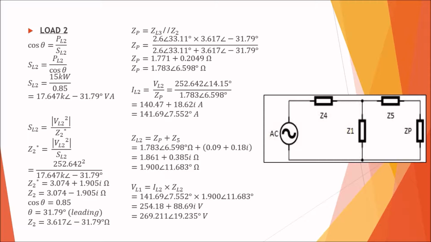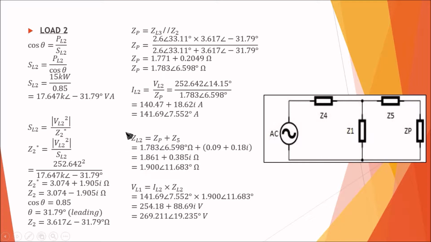Then we proceed to find the ZP that we drew in this circuit. To find that, we need to parallel the Z at line 3 and Load 2. After that, we can get the current at line 2 by using Ohm's law. The current is given by 141.96 angle 7.552 degree ampere.